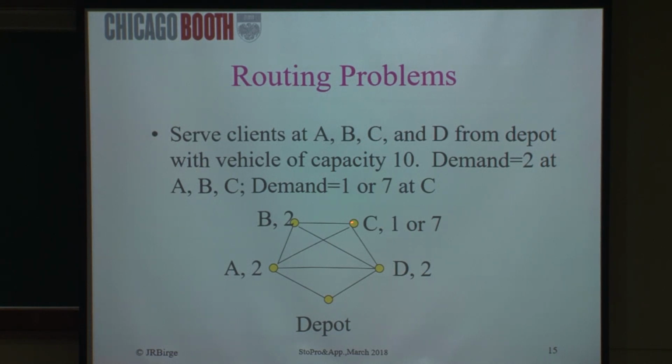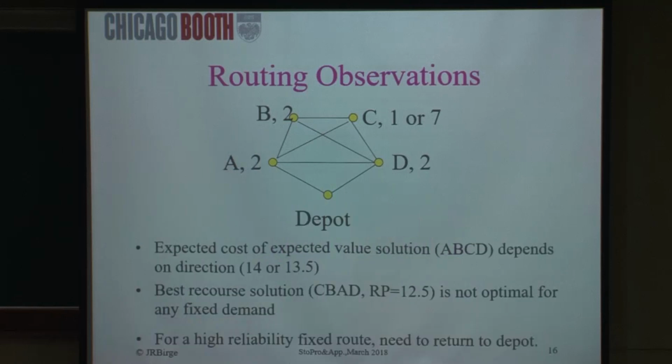And so I'd know exactly how I would do it on average. But if C is 7, then I'm going to have to make 2 trips. So then I'd have some decision to make. Okay. Now, the expected value solution is that I go either A, B, C, D, or D, C, B, A. Either one is okay.